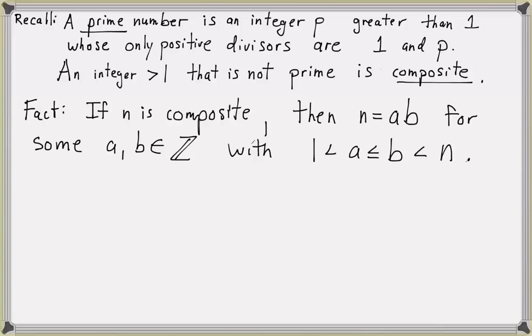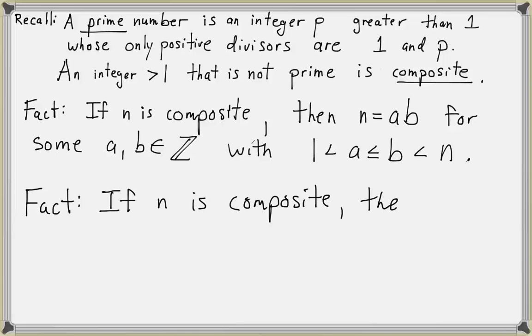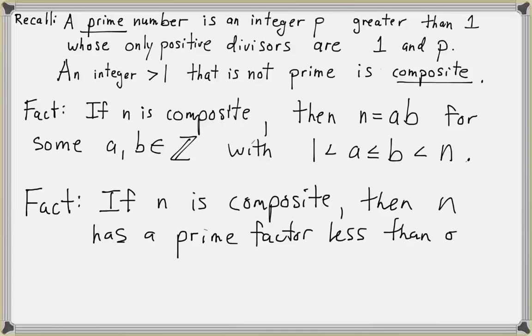Here's another fact about composite numbers. If n is composite, then n has a prime factor less than or equal to square root of n. You're going to prove this fact for a homework exercise. As a consequence of this theorem, if you're going to check to see if a number is prime or composite, you only have to check factors less than square root of n to determine if n is prime.